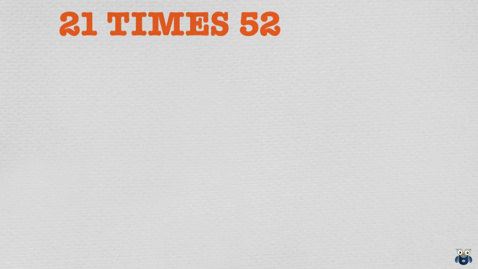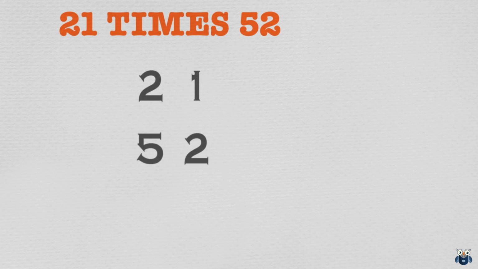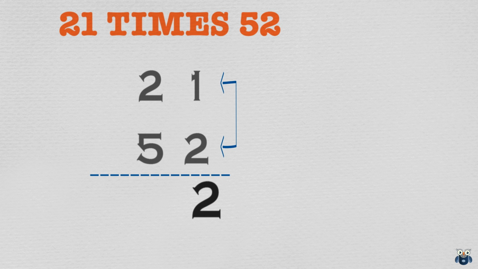What is 21 times 52? As before, we write down both numbers like this. We then multiply the digits on the right. So, 1 times 2 is 2, and we write that down. We then cross multiply. So, 2 times 2 is 4, and 1 times 5 is 5. And we then add both numbers. So 4 plus 5 is 9.